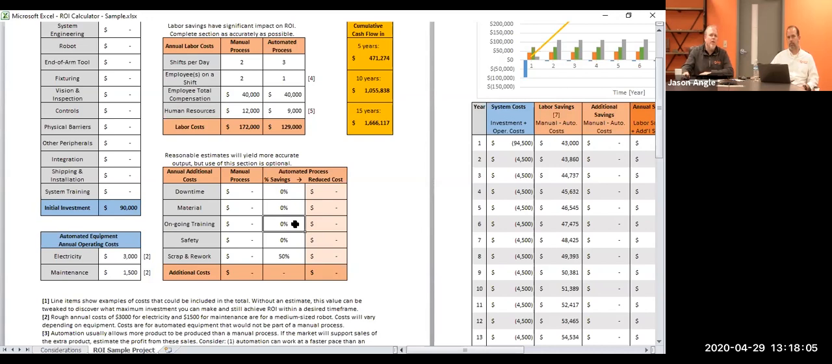So obviously with safety, you're not buying safety glasses or masks or whatever it is that you're providing to your operators. You're not buying that anymore. So for the most part, that would go completely away. And the spreadsheet just adds that into the ROI calculation so you can figure that in.